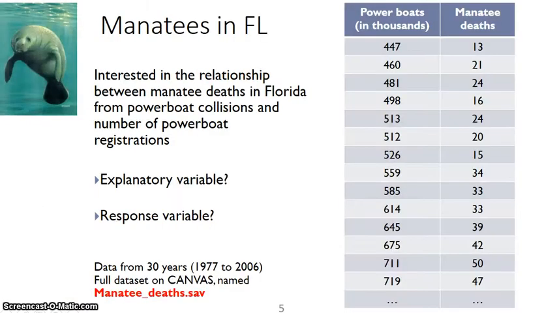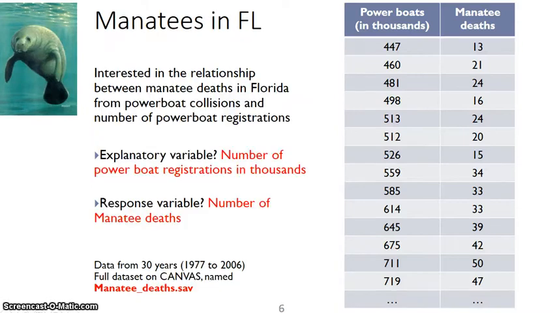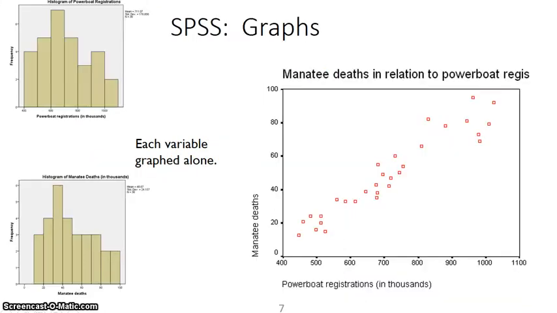Let us say we're interested in the relationship between manatee deaths in Florida from powerboat collisions and the number of powerboat registrations. This data is on the same content page as the video. What would the explanatory variable and response variable be? The explanatory variable, the independent variable, would be the number of powerboat registrations in thousands. The response variable would be the number of manatee deaths. We can graph the variables as histograms, and we graph the correlation between these two variables as a scatter plot.